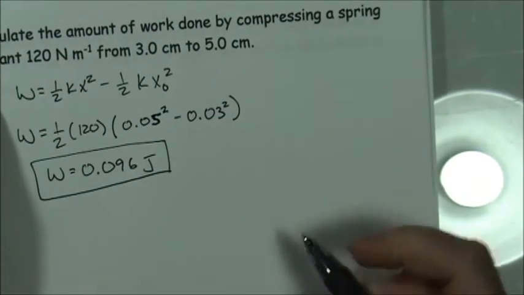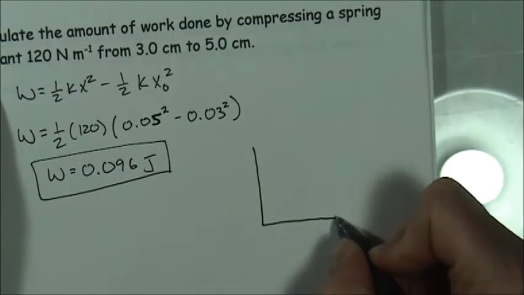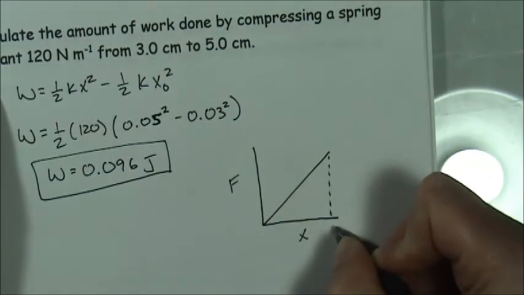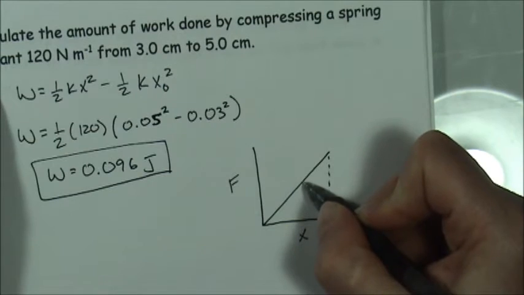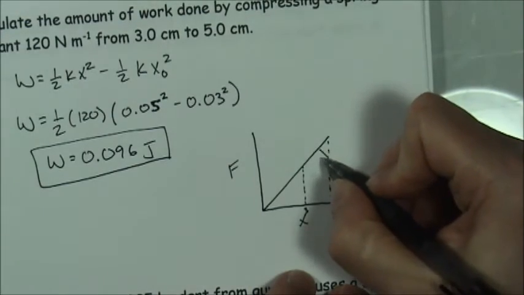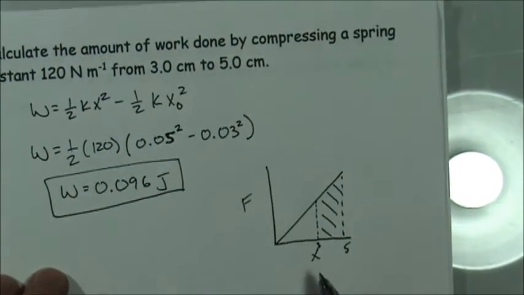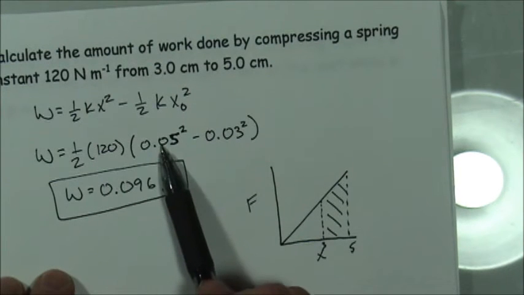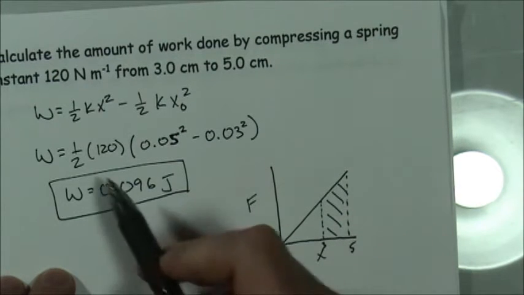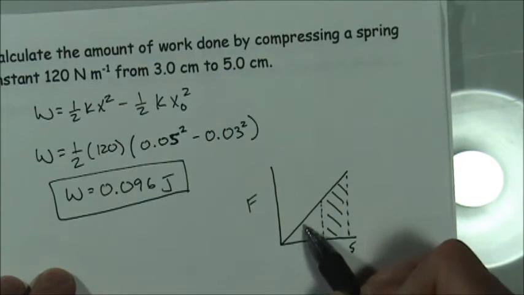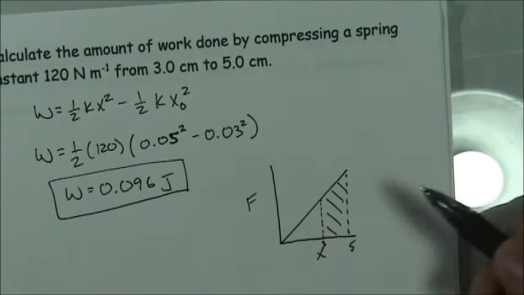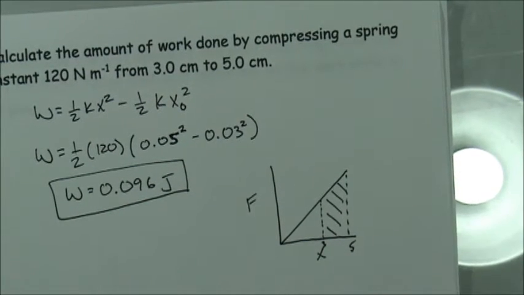And just to remind you graphically, how would that look? Here's 5. 3 would be somewhere around here. And the area that we want is this one. So if you just look at how the equation worked out, I did 1/2 120 times 0.05 squared. That's the big triangle. That's the whole thing. And I subtracted from that 1/2 times 120 times 0.03 squared. That's the little triangle. So if I subtract the little triangle from the bigger triangle, what I get left with is the trapezoid that's there underneath.